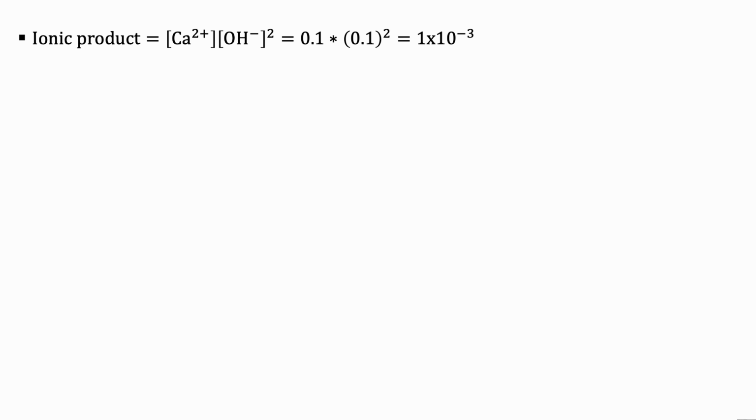So we have then the ionic product for calcium hydroxide. We have 0.1 molar of calcium, and the hydroxide concentration is squared. So we replace the concentrations and get this ionic product. We compare the ionic product with the KSP. We see that the ionic product is higher than the KSP. That means the state of the solution is supersaturated, because the ionic product is higher than our KSP.